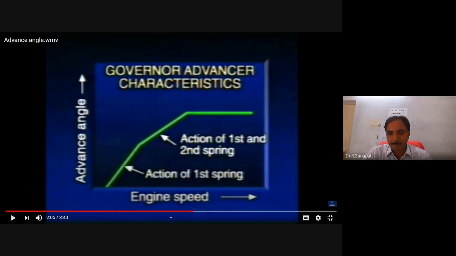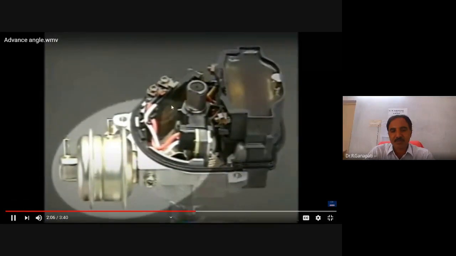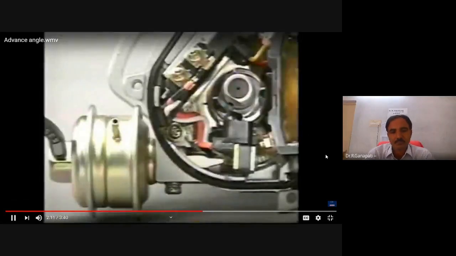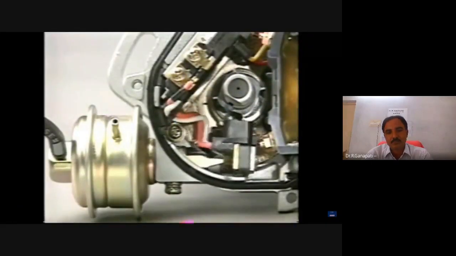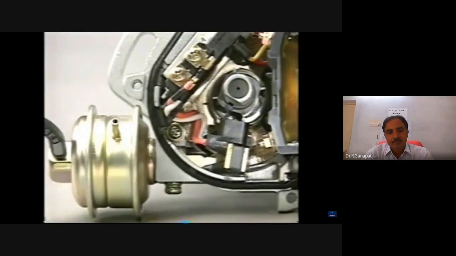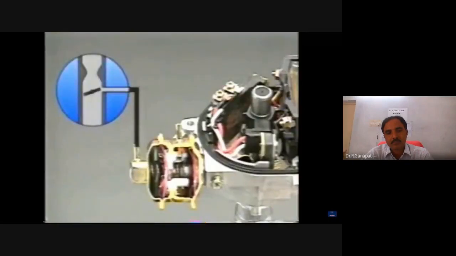So in the advance mechanism, the first half of the video covered the centrifugal one, and the next one is the vacuum type, a vacuum advancer. Here, the diaphragm is connected to the pickup coil with an advancer rod. This diaphragm responds to the vacuum in the intake manifold.